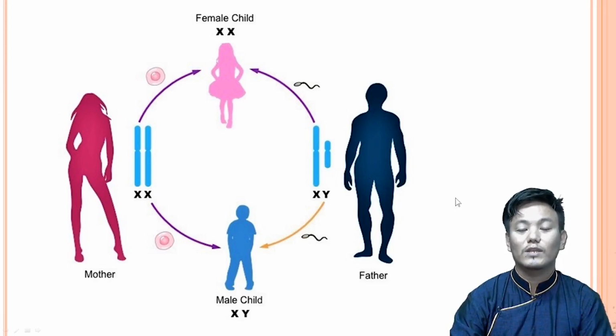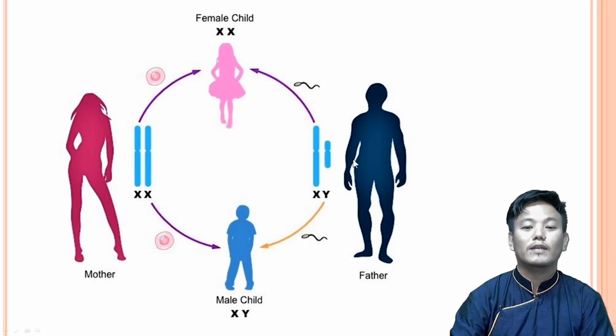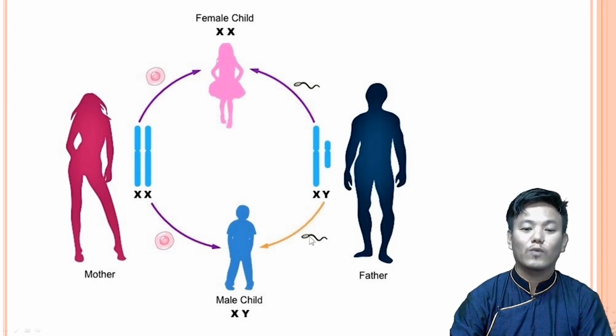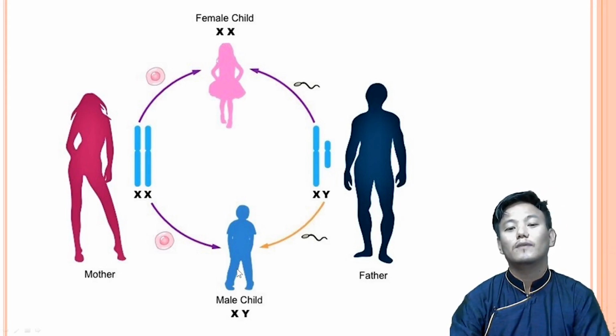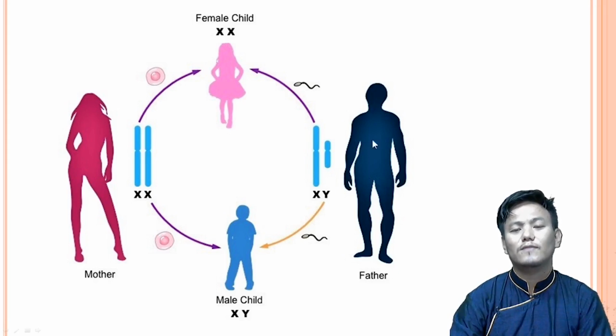So over here you can clearly see that it is not the fault of the mother, because she is producing only one type of egg, whereas the father is producing two types of gametes, two types of sperms, one which is carrying the X chromosome and one which is carrying the Y chromosome. And if his sperm, which is carrying the X chromosome, fertilizes the egg, the child will be female. And if his sperm is carrying Y and this Y-carrying sperm fertilizes the egg, the child will be male. So it seems as if the blame lies on the male parent.